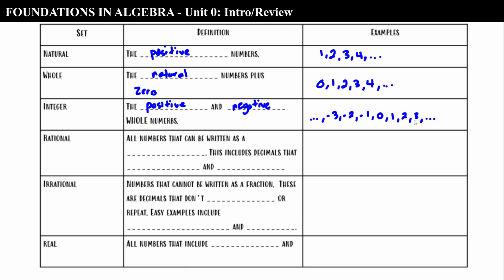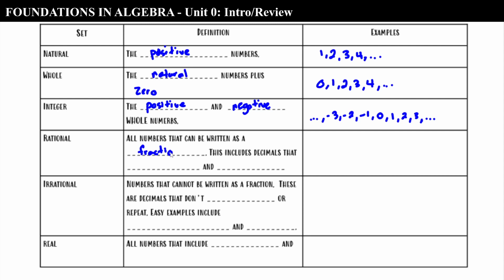So basically, every number that is not a fraction is an integer. Also, every number that is not a decimal is an integer. So now let's talk about what a rational number is. A rational number is a number that can be written as a fraction.